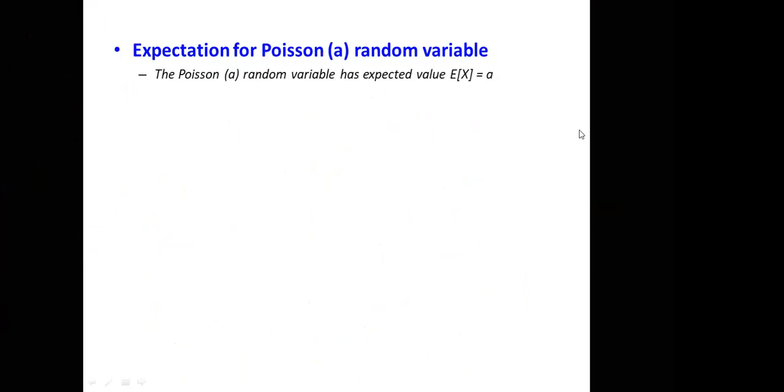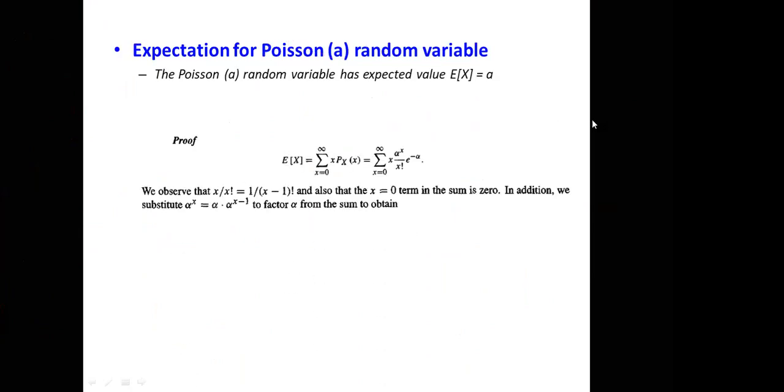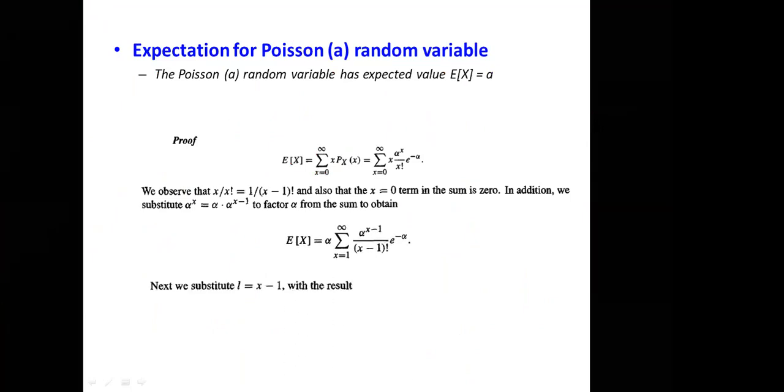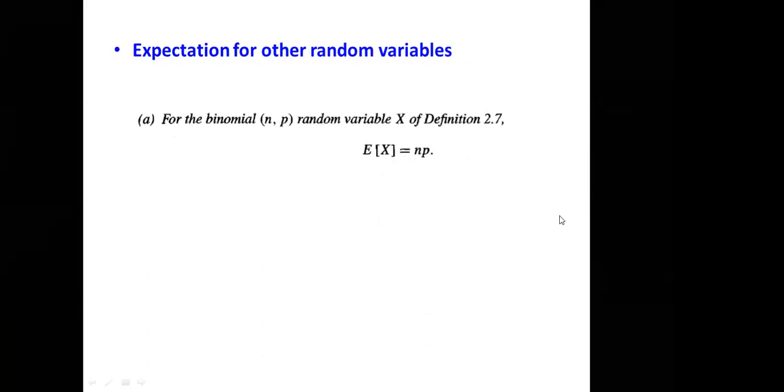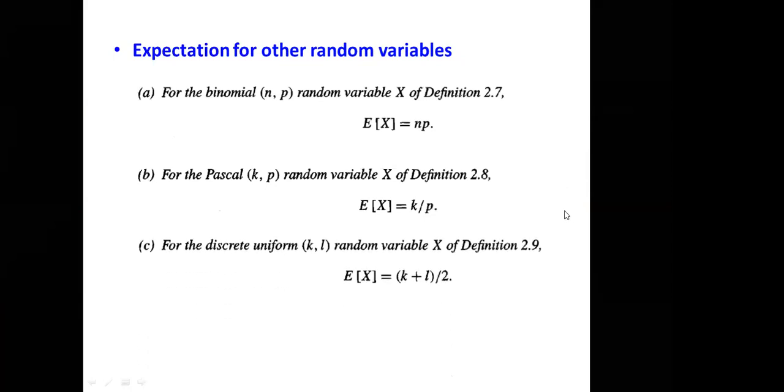Look at this answer. It is alpha, and we have the proof like this, and we can see the results. This is the series that we know, and we put the value of the series equal to 1, and then we have found out that E of X equals alpha. Okay. Now we have solved 3 random variable families.